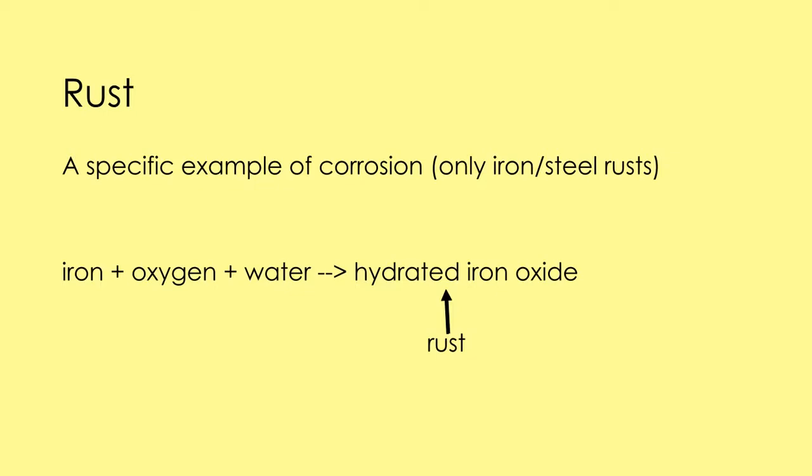Now you need to know the word equation for rusting. It's iron plus oxygen plus water to give hydrated iron oxide. It needs both oxygen and water for this reaction to occur. As shown on the slide, hydrated iron oxide is what we call rust. When we see that orange flaky substance, that's our hydrated iron oxide.